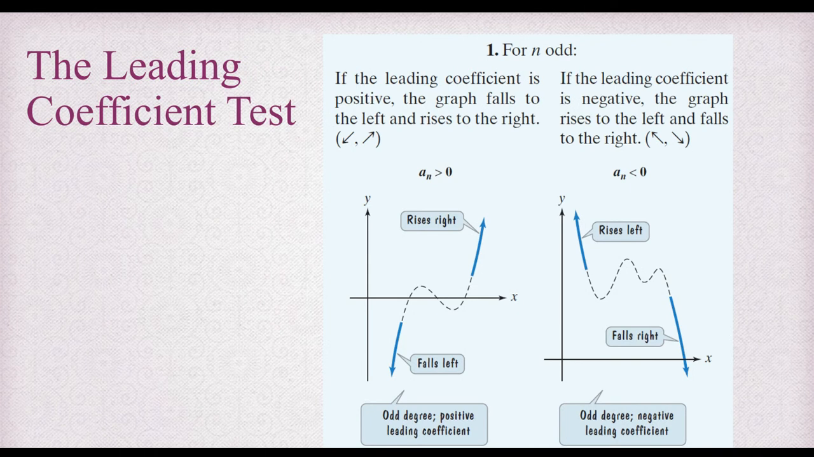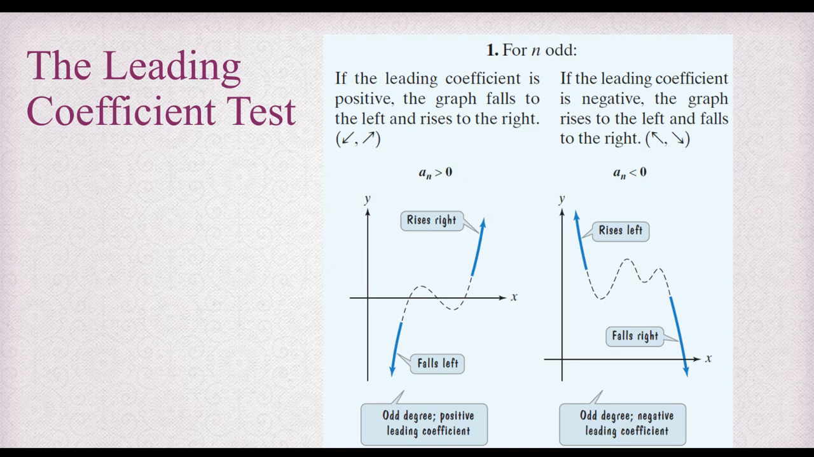So we have something called the leading coefficient test that's going to help us determine the end behavior. If n is odd, so if our exponent, the biggest degree, is an odd number, and the lead coefficient is a positive number, then the graph falls to the left and rises to the right.